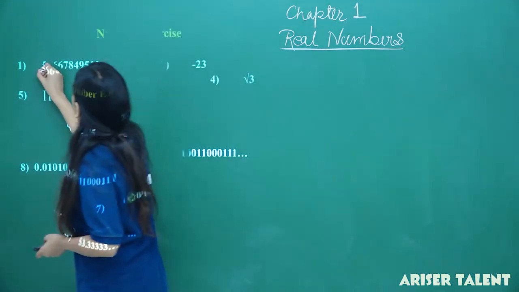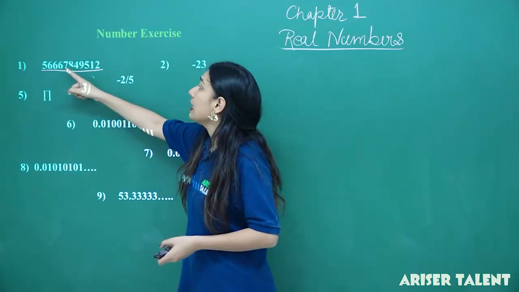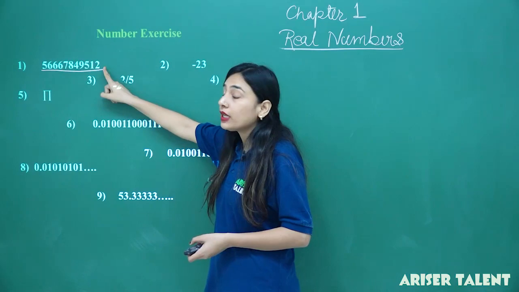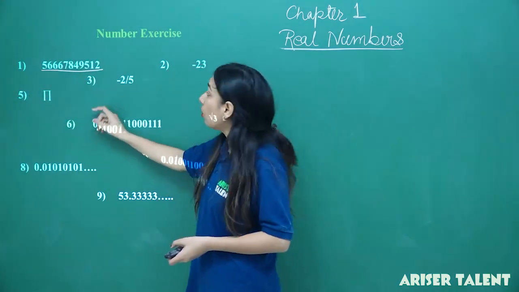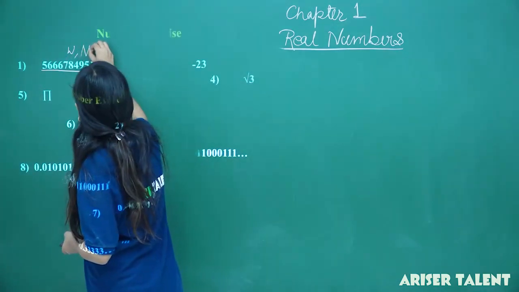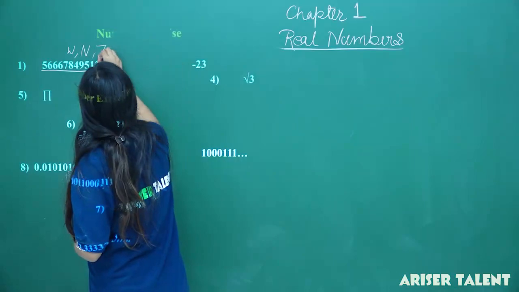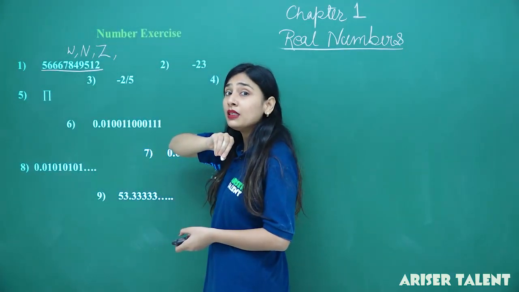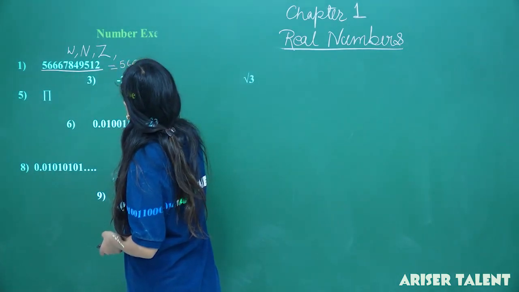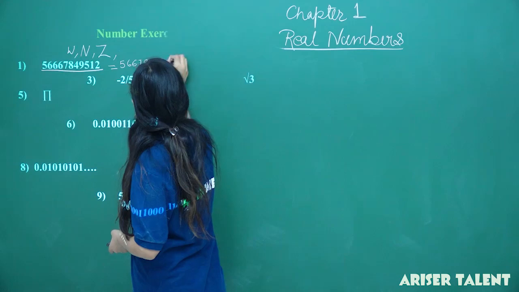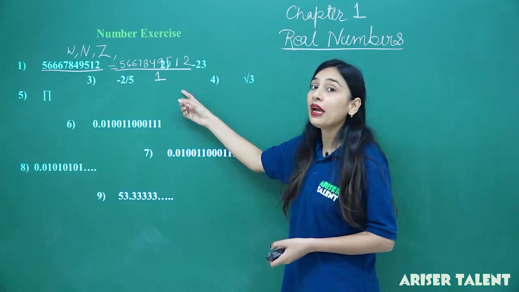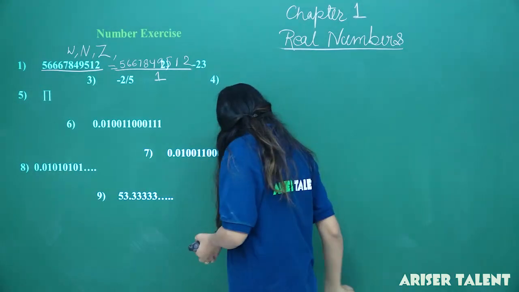Okay, so the first example is 5, 6, 6, 6, 7, 8, 4, 9, 5, 1, 2. Now is this number a whole number? Yes, it is. Natural number? Yes. Integer? Yes. And fraction number or rational number? Yes, because we can rewrite it like this: 49512 divided by 1. So it is in the form of p by q. So yes, it is a rational number also.